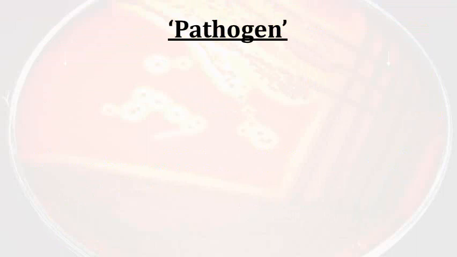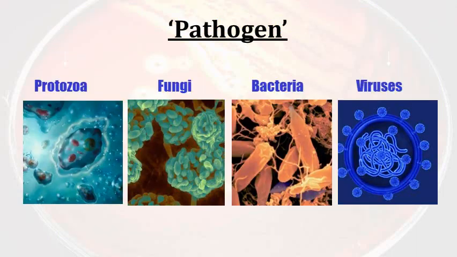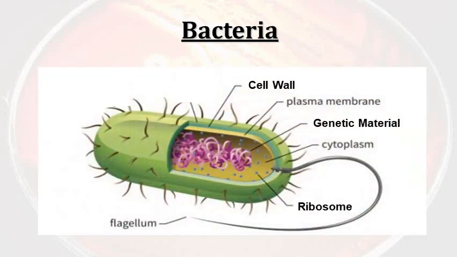There are different types of pathogens available in nature, such as protozoa, fungi, bacteria, and virus, out of which we are going to focus on and learn about bacteria. Bacteria are microscopic single-celled organisms which survive in diverse environments. Bacteria has a simple structure. It is generally surrounded by two protective coverings, that is cell wall and plasma membrane. Bacterial cell contains genetic material and ribosome. The long whip-like extension is called flagella.